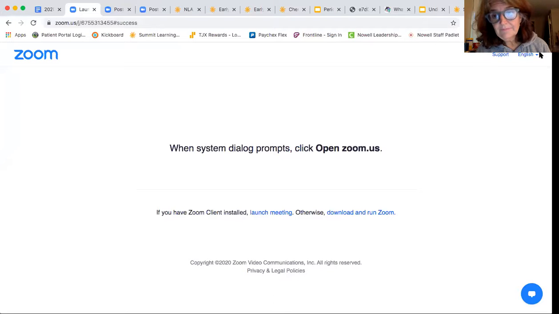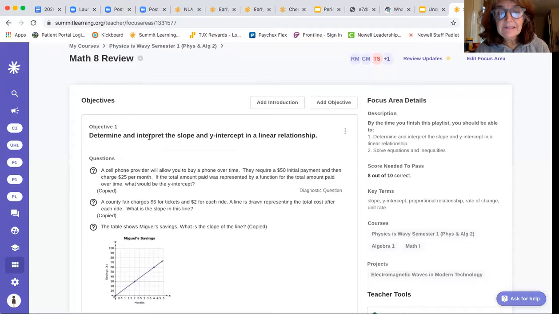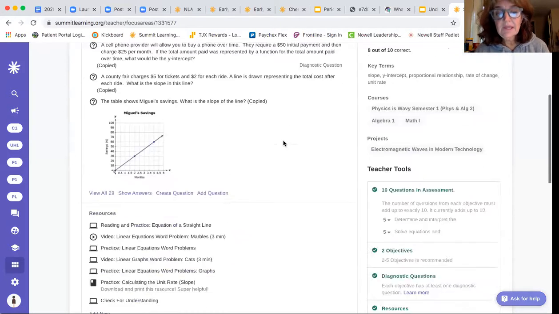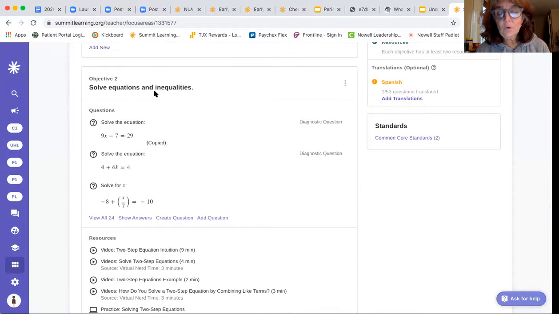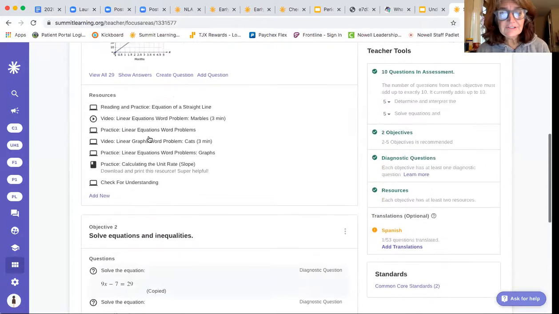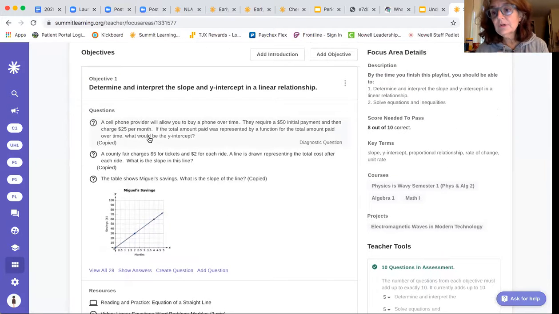So let me share my screen and show you exactly what we're doing here. It's called Math 8 Review, and it has 2 objectives. The first objective is to determine and interpret the slope and y-intercept of a linear relationship. The second objective is to solve equations and inequalities, okay? And so what I'm going to do is run through some problems that are going to help you work on this.